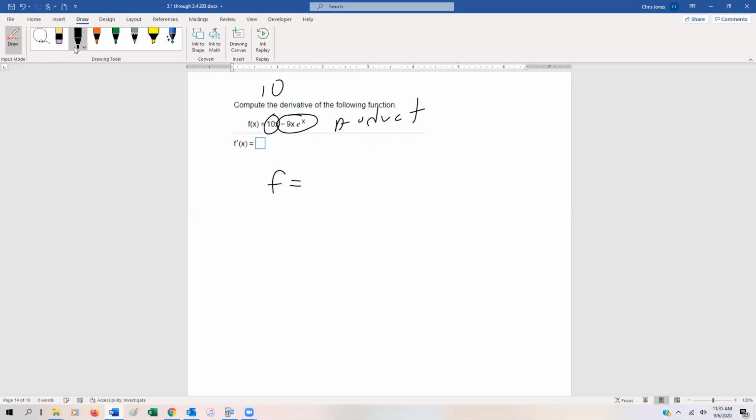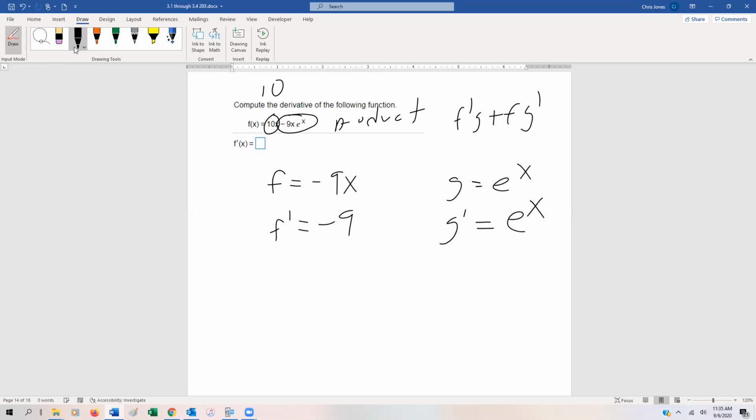Let's start by defining f, the little function, to be negative 9x. And let's define the little function g to be e to the x. Because remember, we need f prime g plus f g prime is our product rule. We know that the derivative of negative 9x is just negative 9. We know that the derivative of e to the x is just e to the x. Okay, so go all the way back to the previous section, look at that list of derivatives. All right. In fact, I might suggest that maybe you have that somewhere handy to make sure you're okay with it. And we have our formula, f prime g plus f g prime.